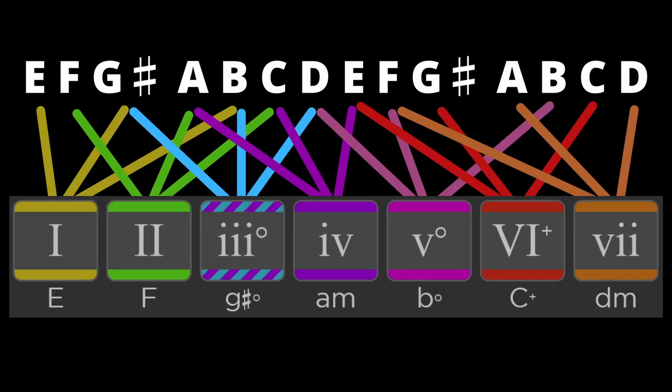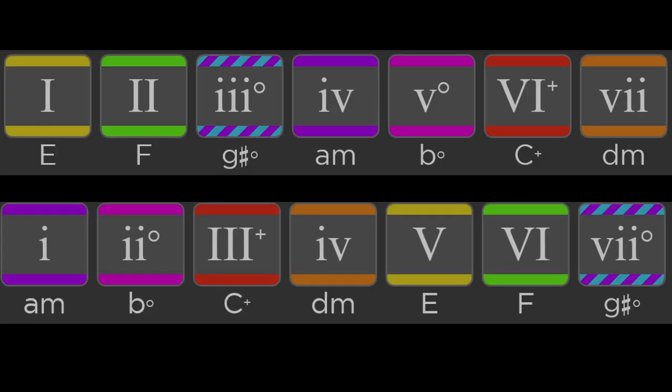You then repeat the process for the remaining notes of the Phrygian dominant mode to generate a set of 7 chords. Note how I have repeated the notes twice here to make constructing the chords easier to visualize. This gives you the following chords. 1, E major, 2, F major, 3, G sharp diminished, 4, A minor, 5, B diminished, 6, C augmented, and 7, D minor. For those of you who may be wondering, this is the same set of chords as in A harmonic minor, as you can see on the screen now.